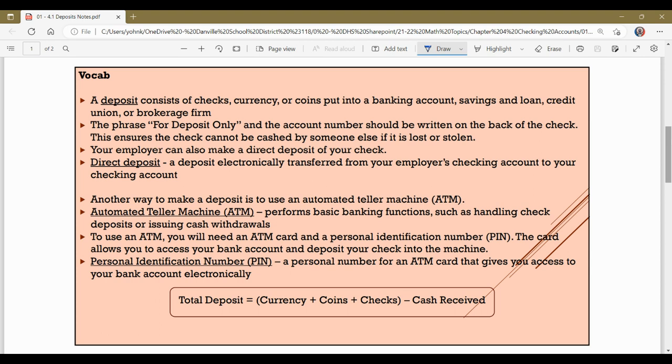Your employer can also make a direct deposit of your check, which we just talked about. And a direct deposit is when your employer takes money out of their account and puts it into your account using an electronic transfer.